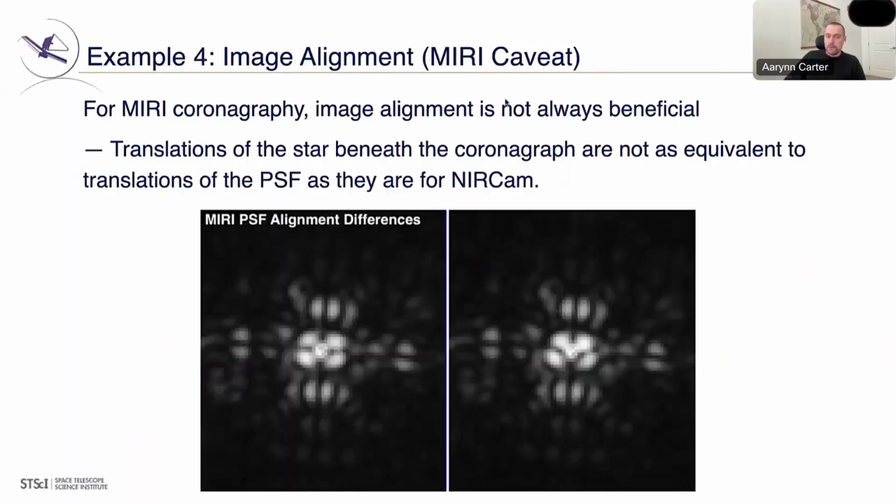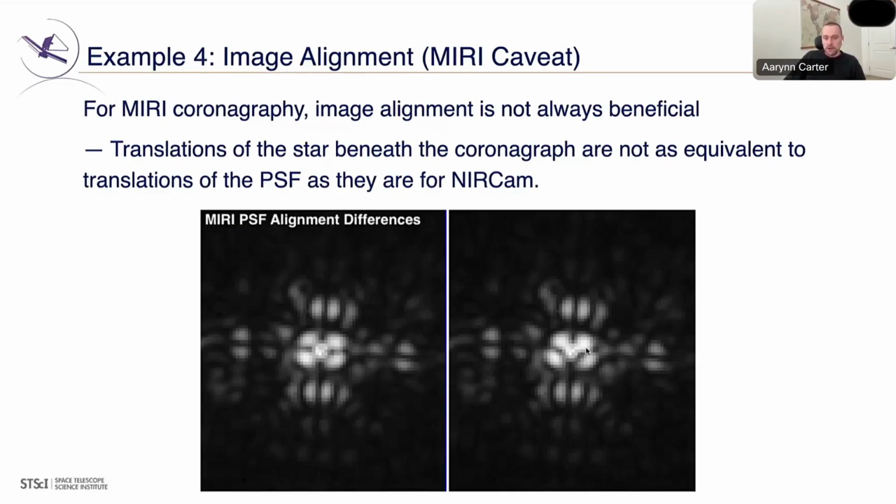One caveat for MIRI is that we found that image alignment is not always beneficial. I've seen cases where it's useful and cases where it's really not. The reason for this is that the MIRI PSF is much, much more sensitive to misalignments behind the coronagraph, and translations of that PSF do not necessarily equal translations of the star. You can see an example of that here for MIRI, where we have slightly different positions behind the coronagraph of exactly the same star.